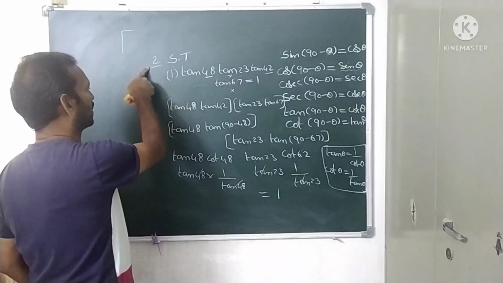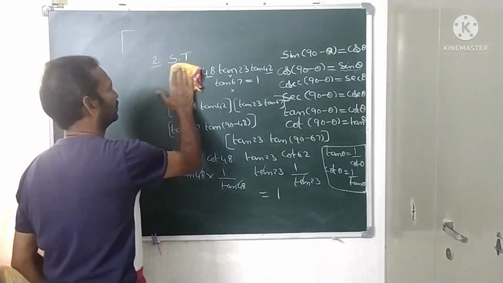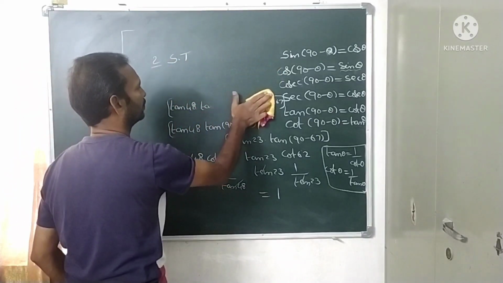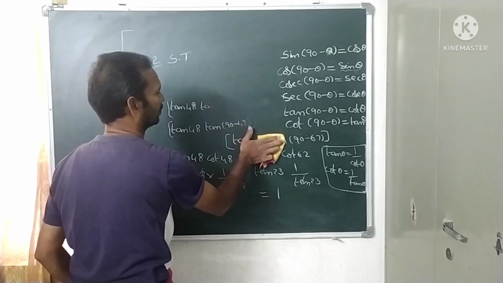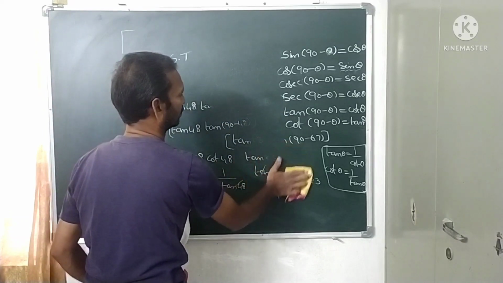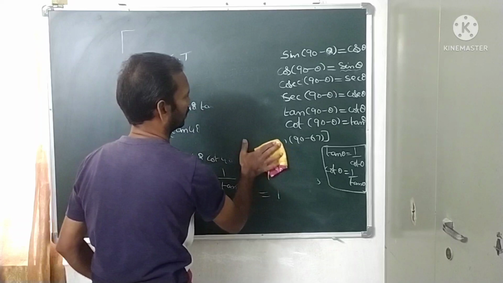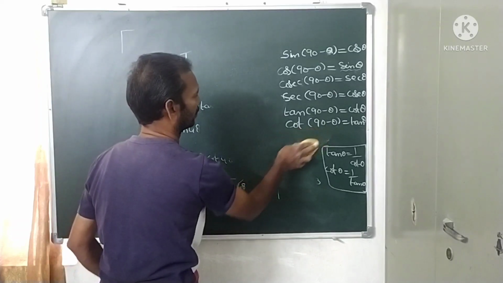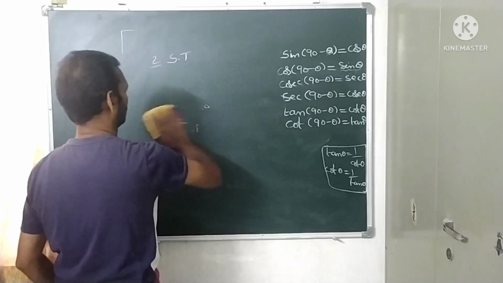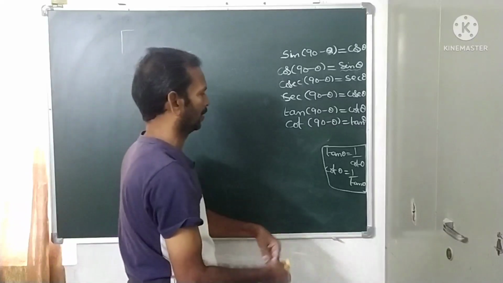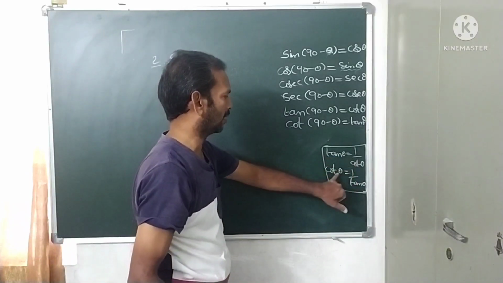This is the first Roman numeral, now the second. Same: tan means 1 by cot, and cot means 1 by tan.